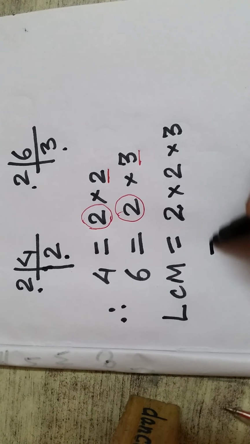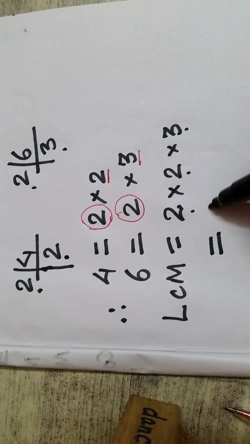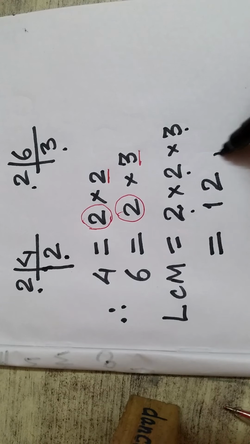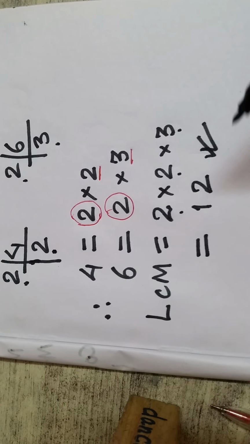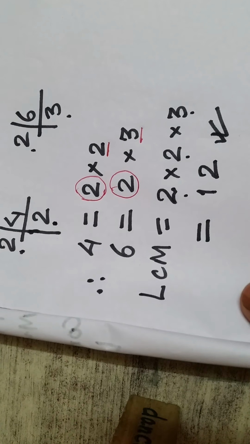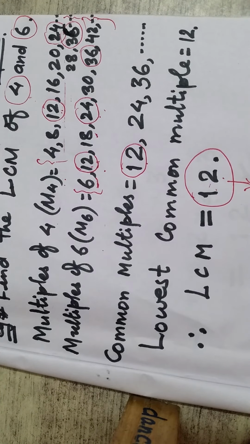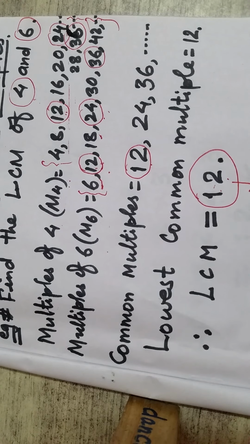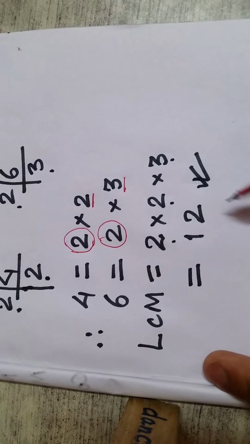Okay, and we find the product of these factors: 2 2s are 4 and 4 3s are 12. So this is the LCM of the given numbers 4 and 6. Let's compare this answer with the first method we did by writing the multiples. That time also we got the same answer, 12, and from this way also we got the same answer.